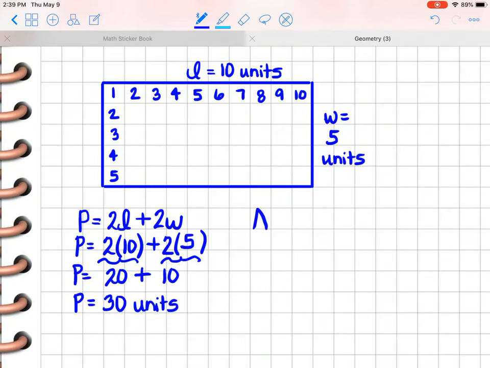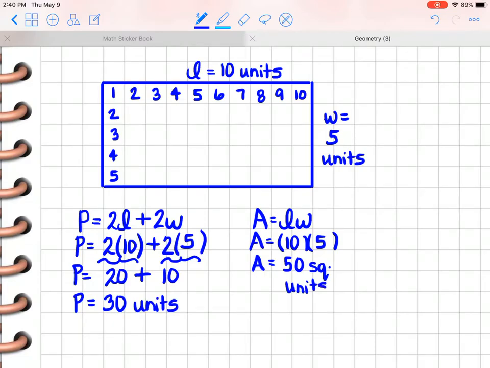The area of a rectangle is length times width. So the area is long side 10, wide side 5. A equals 10 times 5, which is 50 square units. Because remember, this is the inside. How many of those little squares does it take to fill the frame? 50 square units.